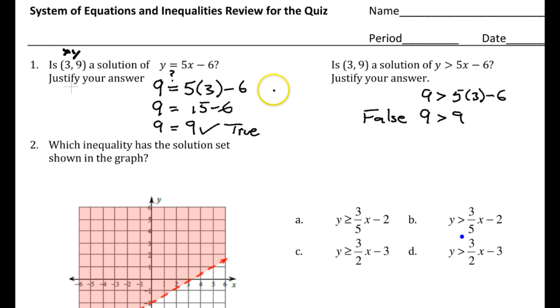Not a solution. By the way, I should say the answer here is yes or no. So it would be yes, it is, because it's true, and no, it's not, because it's false. I don't want you to just put true or false. Actually answer the question: is it a solution, yes or no? And this is something you do basically on every problem. Before you shade, you want to check a point to see if it actually works.